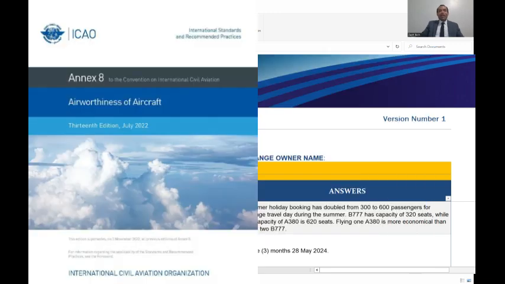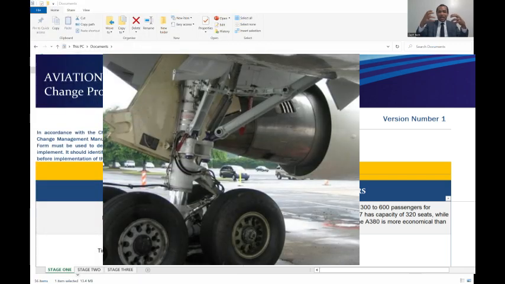Annex 8 talks about airworthiness of aircraft. That is self-explanatory as well. We talk about the roadworthiness of a car. So an aircraft has to be airworthy. It has to be fit to fly. There are inspectors who go around, and from time to time they check the tires, how much landing has taken place, the engines, a lot of stuff. So it has to be airworthy.